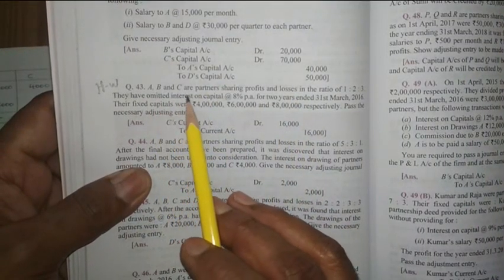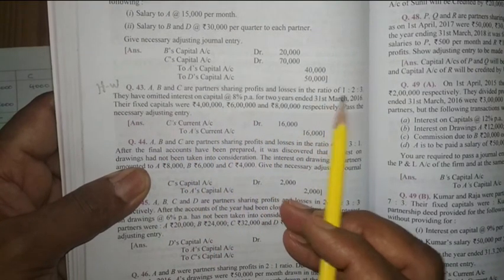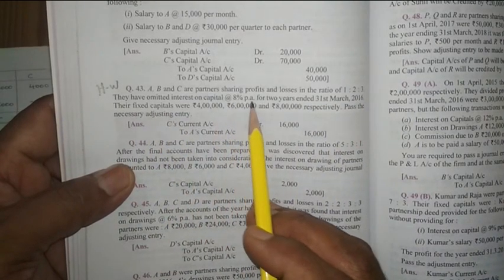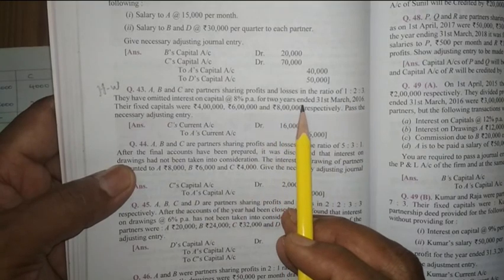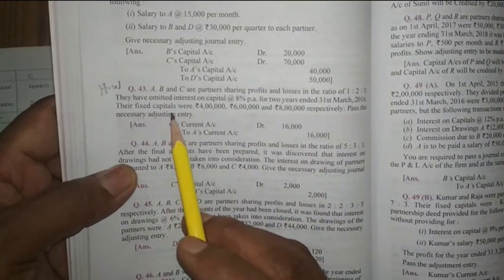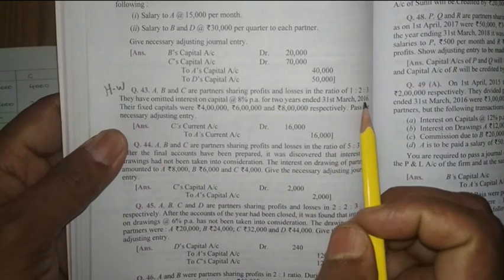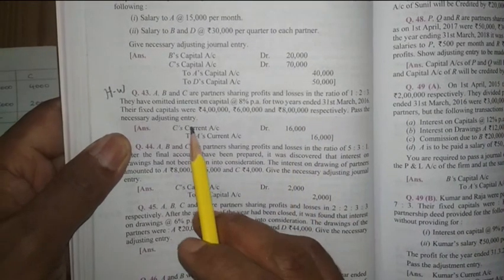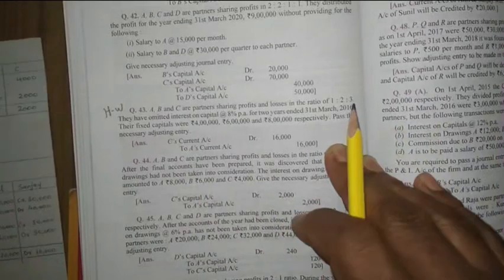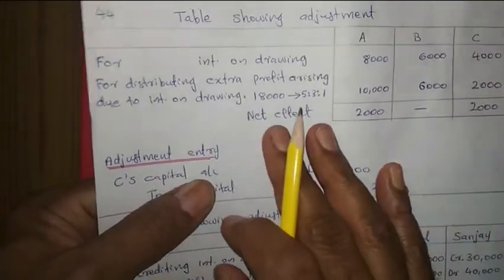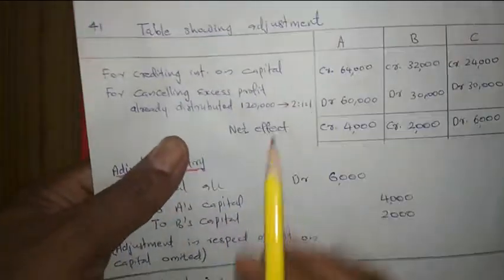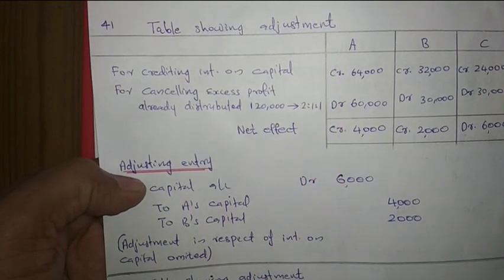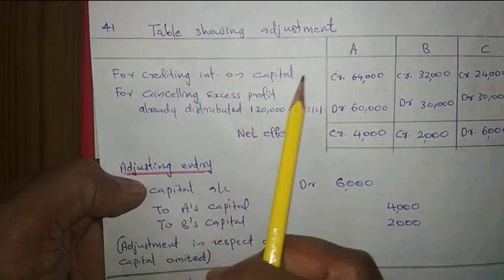A, B, C are the partners sharing profits and losses in the ratio of 1:2:3. They have omitted interest on capital at the rate of 8% per annum for 2 years ended 31st March 2016. Their fixed capitals were 4 lakh, 6 lakh, 8 lakh respectively. Pass the necessary adjusting entry. And here, in the previous question, it was like this question only, but there we are taking only 1 year's interest on capital. Whenever you are solving question 43, you have to write for crediting interest on capital for 2 years.